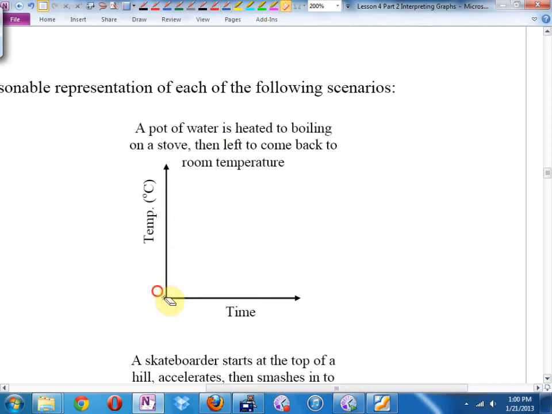Room temperature, I heard somebody say, or sink temperature. Does your water come out of the sink? Well, you know what? Let's go room temperature because you can control how hot and cold. So let's put room temperature, I don't know, right about there. Now we're going to heat it. What's going to happen? How about boiling is right there? We'll let it boil for a while. Then we turn off the stove.